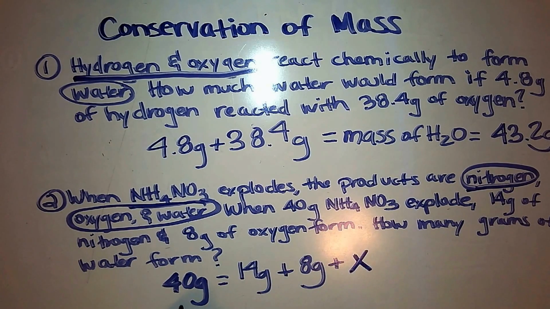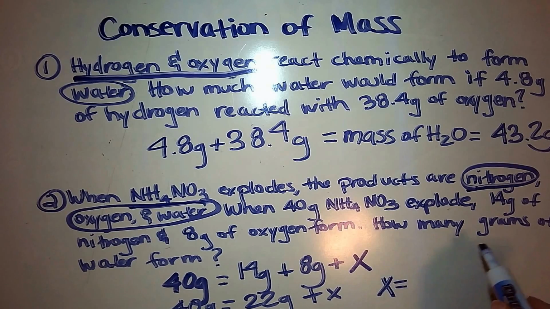So I'm going to simplify this a little for us. So 40 grams, 14 plus 8 gives me 22 grams, plus the mass of my water I don't know yet, but I have a plan to get there. So when I solve this by solving for my variable, my x, I get that x, or the mass of my water, as 18 grams of H2O.